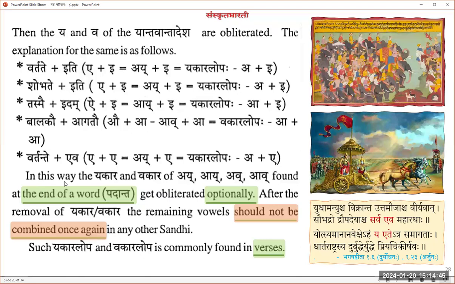So in this way, the yakara and vakara of the ay, av, ay and av found at the end of the word, padanta, get obliterated. Okay, get hidden, get not represented, etc. Optionally, see, very important keyword. That's why I highlighted. First is padanta, then optionally. Okay.